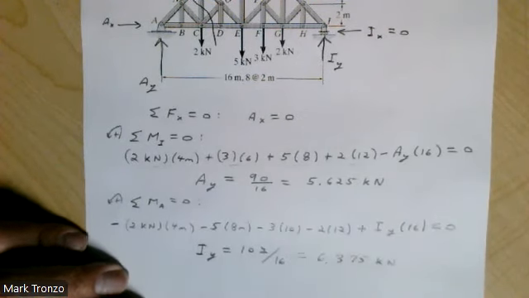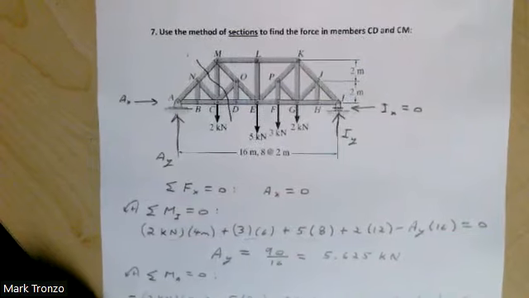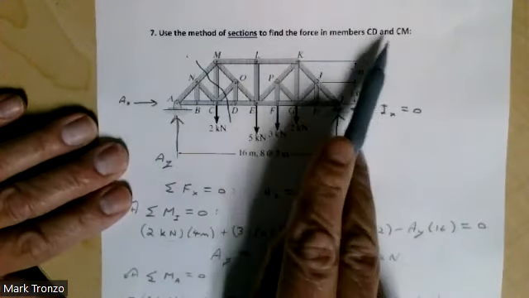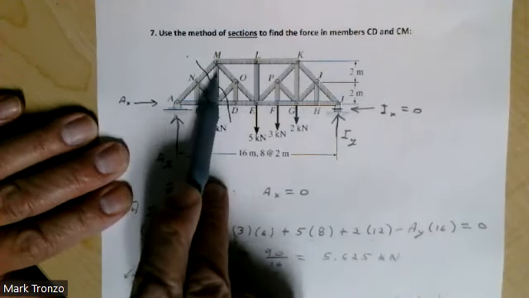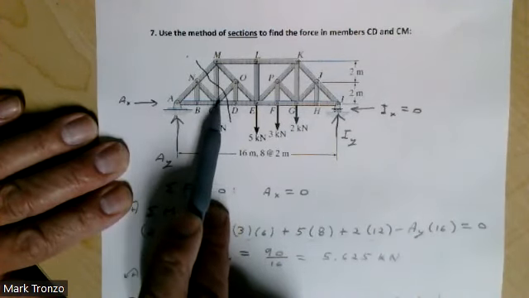So finally, now what we want to do, they want members CD and CM. So they want CD and CM. We want those two members right here.